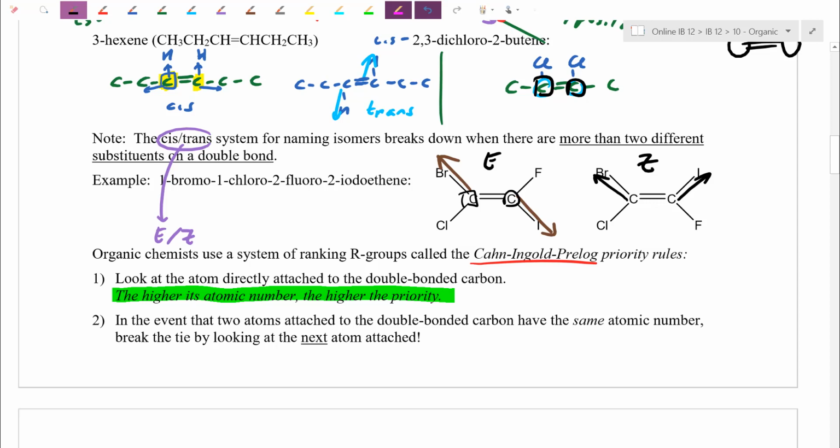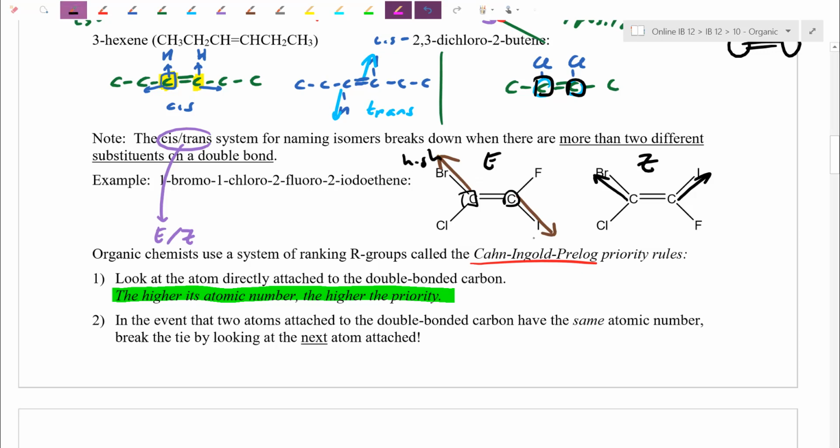All right? So we're using this practice of cis and trans. Are the groups pointed the same way or are they pointed opposite each other? But now, by assigning priority, by assigning which one here has the higher atomic number, we can see, are the high priority groups across from each other?